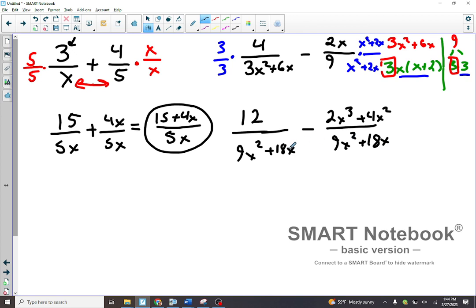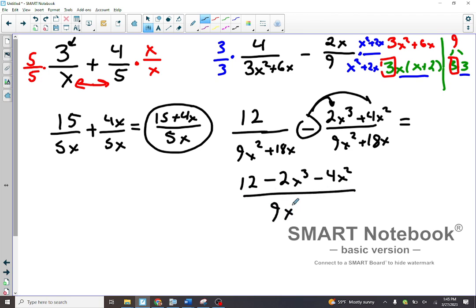Do the bottoms match? Because the bottoms match, I could combine like terms. This negative is technically distributed to here and here. So I'm going to write... How would I know that? It's a minus, so you just have to know minusing multiple things. 2x to the third minus 4x squared. None of these values combine, so no worry there. Over 9x squared plus 18x.